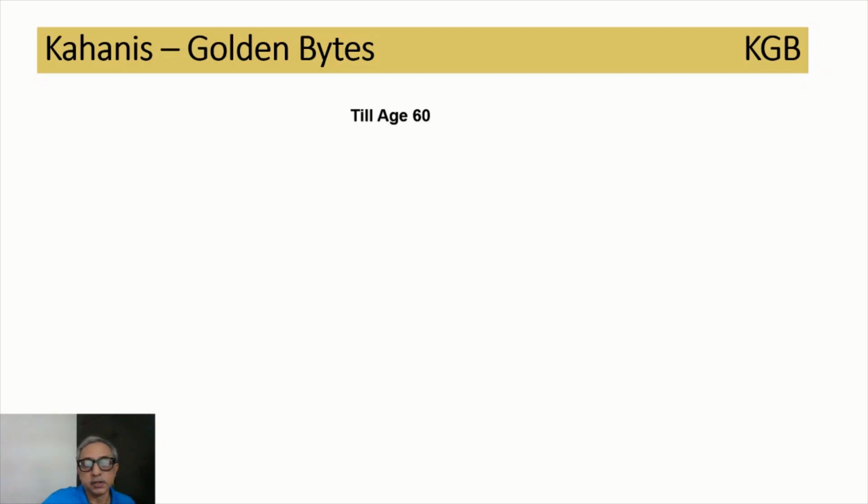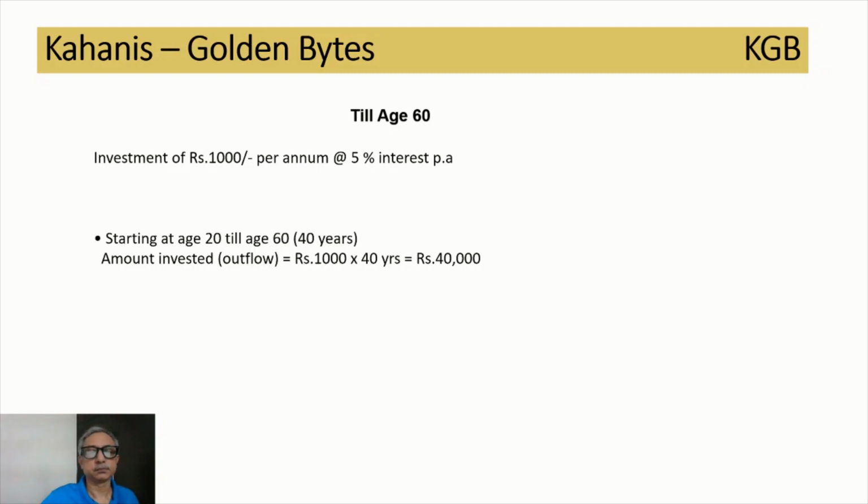Now let's take another example here. We'll talk about investing till the age of 60. Again, the same amount, 1,000 rupees per annum, 5% interest. Now we start at 20 and we go all the way till 60. So we invest for 40 years, 1,000 rupees each. Simple mathematics again, 40,000 rupees. At the end of 40 years, when you're age 60, you would have kept aside 40,000. However, at the age of 60, the amount would be 134,232 rupees.